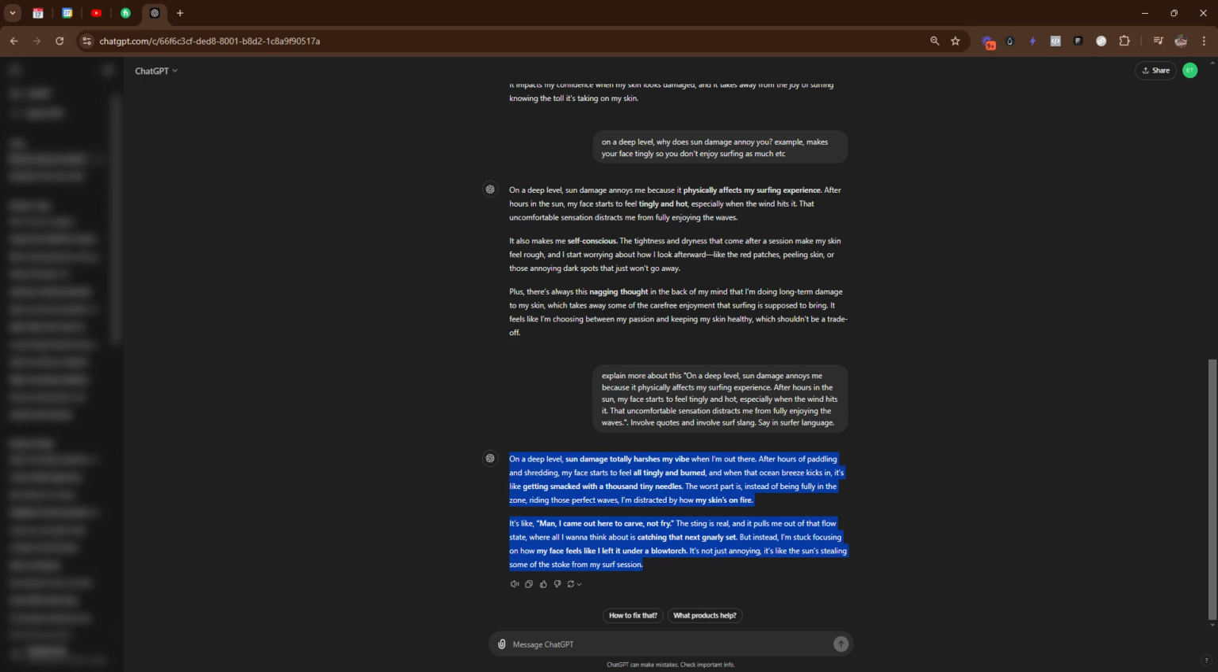If we're creating a hook, we can quote this, for example: "It's like getting smacked with 1,000 tiny needles. Tired of your face being on fire when shredding the waves?" Things like that. Very simple ones. Or another one: "Man, I came out here to carve, not fry." Or maybe something like the word "finally", which works very well in hooks. So, "Finally, my skin's not on fire whilst I shred waves," or something like that. These are just off the top of my head. But you can see right here, we can make an ad from this angle.